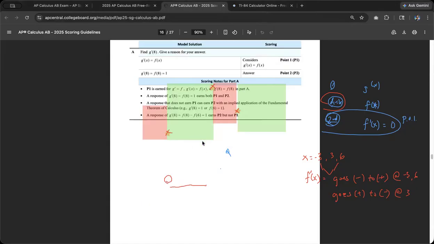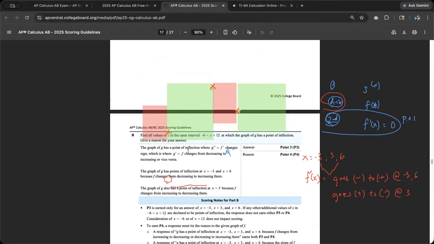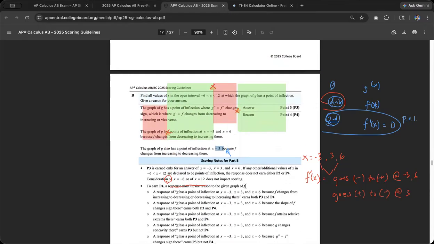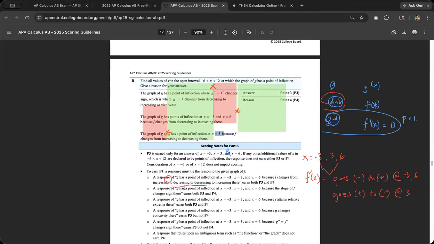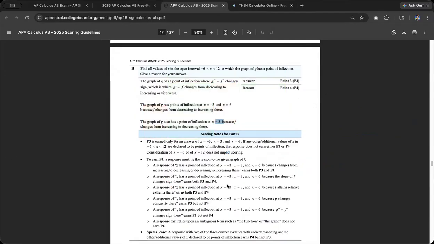Let's go into our answers. We can see the graph of g has point inflection where the double derivative of g is equal to f prime changes, where that changes from decreasing to increasing or vice versa. Graph of g has points of inflection at these 3 points, 1, 2, and 3. Okay? There's a lot of different ways that you can actually score for this one, but realistically, you have to make sure that you show that you understand the concept of your point of inflection.